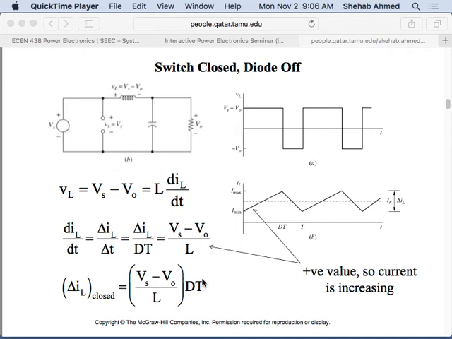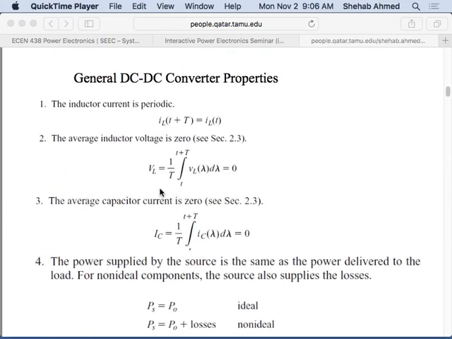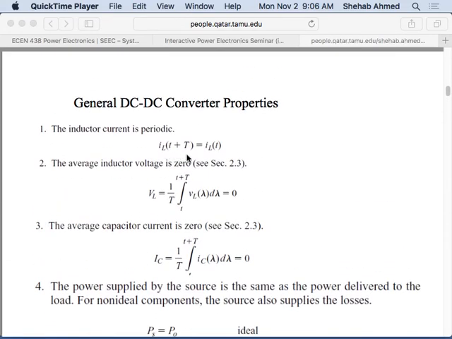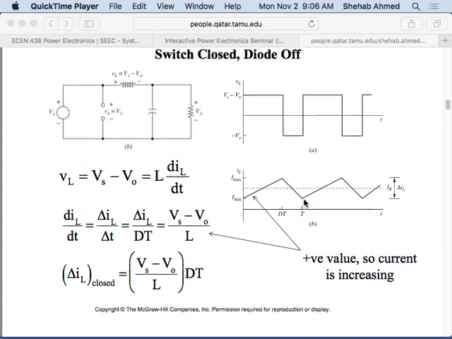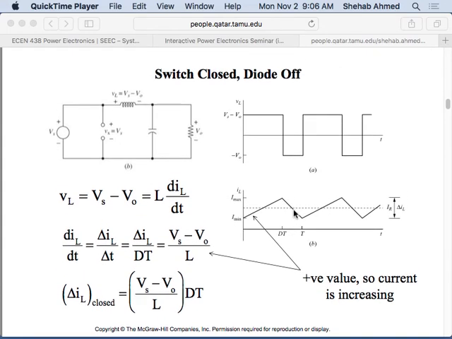Okay, so are we okay with that? So this is delta I when the switch is closed. What happens to delta I when the switch is opened? So I started at I minimum, and I went all the way to I maximum. What happens when the switch opens up? Remember, we said that this is operating in steady state. In steady state, the current at the beginning of every period is the same. So what do we expect to happen at the end of the period when the switch is open?